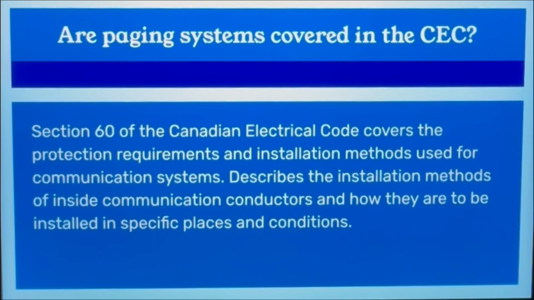It is important to remember when installing communication cable, you keep it at least 50 millimeters away from any light or power system conductor operating at under 300 volts and at least 600 millimeters away from any conductor operating at higher than 300 volts. This is because it could interfere with the communication cable.